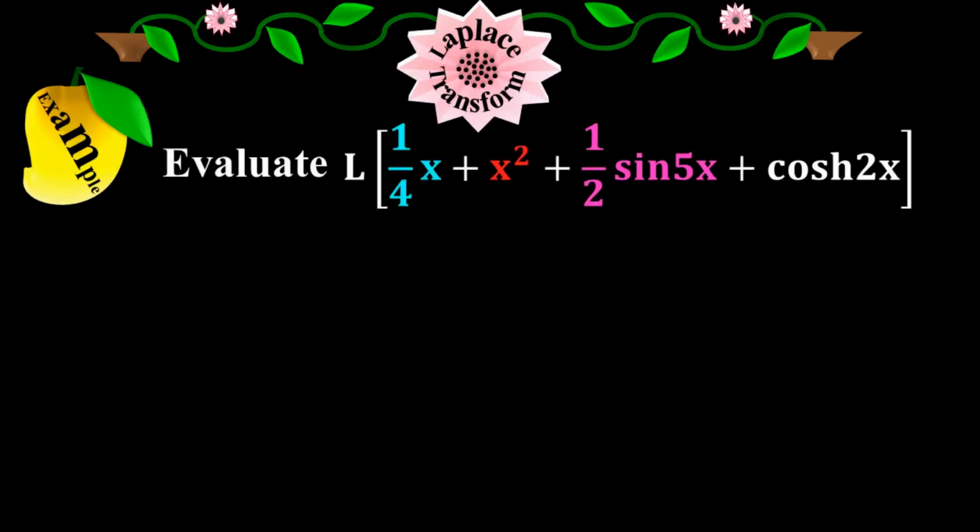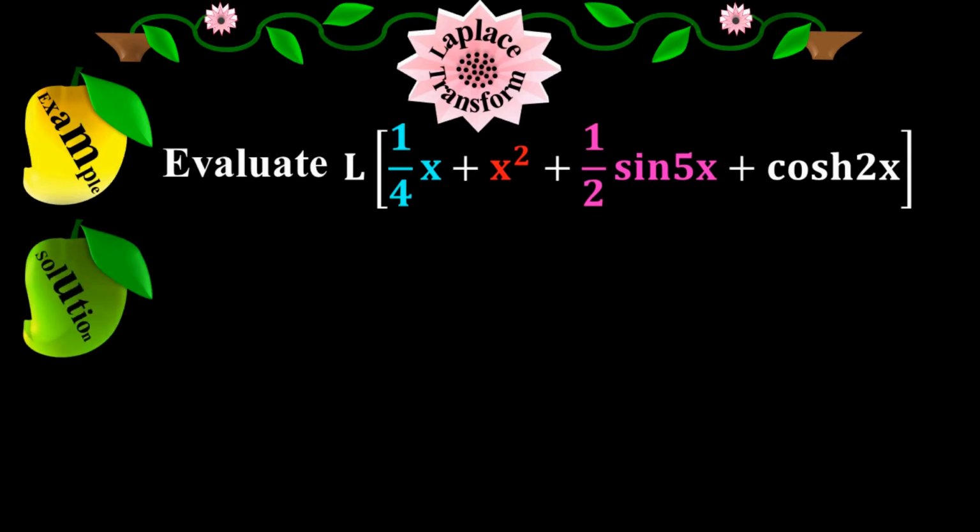Example. Evaluate Laplace of 1 over 4x plus x squared plus 1 over 2 sine 5x plus cosh 2x. Again, when you look here, my given function f of x is a combination of many subfunctions, algebraic functions, trigonometric functions. So let me find the Laplace.